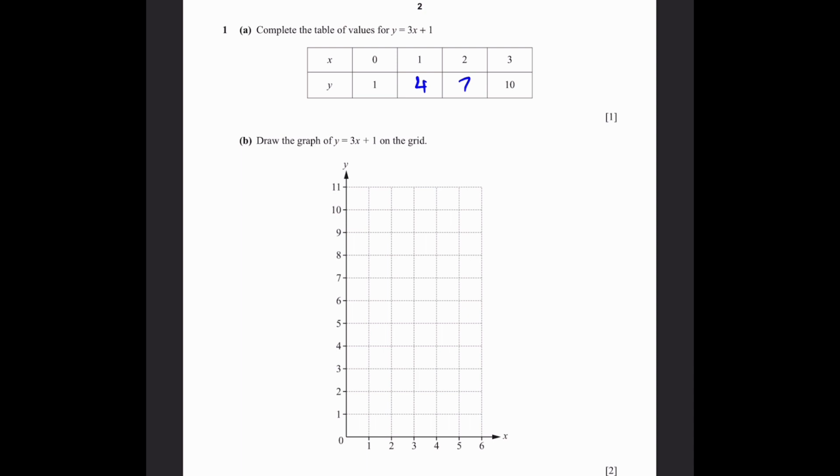B. Draw the graph of this equation on the grid. So at x equals 0, y equals 1. X equals 1, y is equal to 4. So it's this point. X equals 2, y equals 7, x equals 3, y equals 10. So after plotting all 4 points, we can draw a line through them, which is the graph, and then extend it. That's the answer.